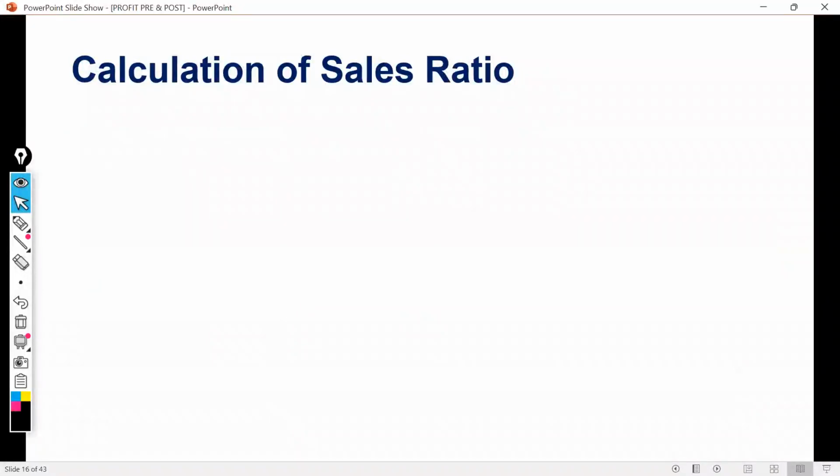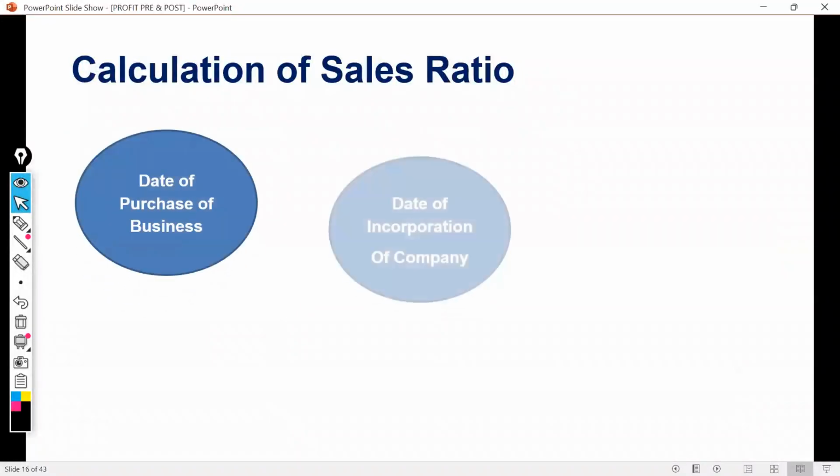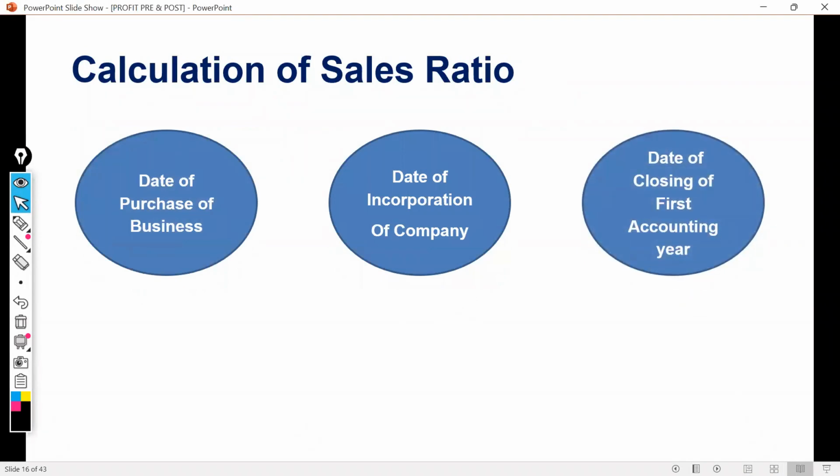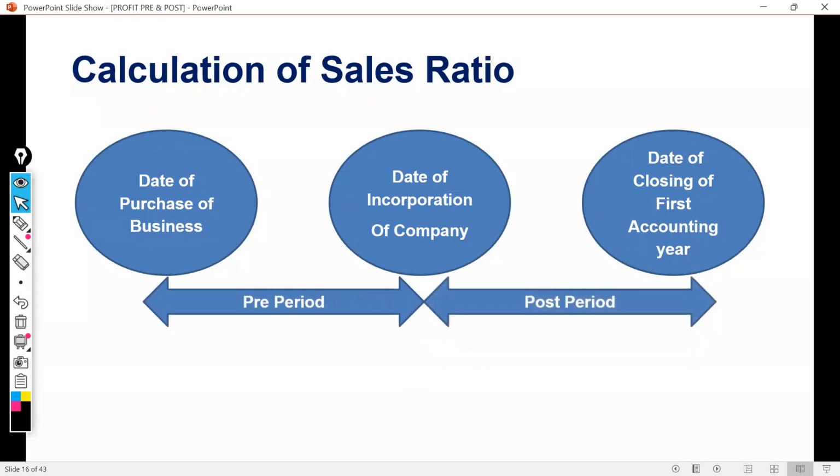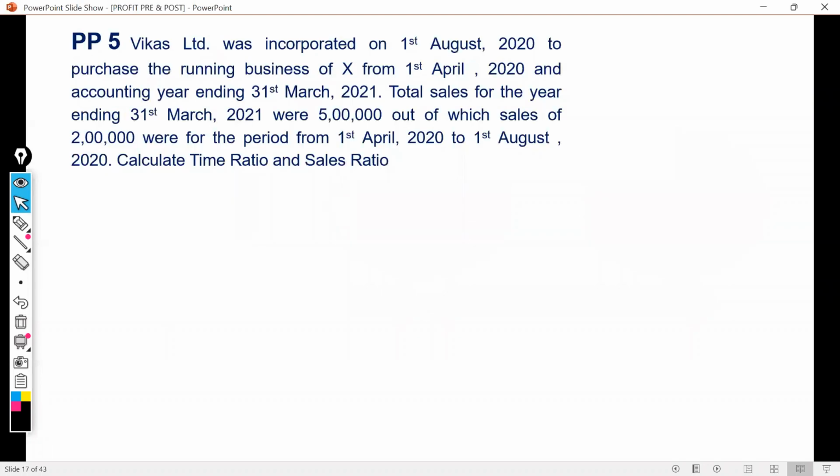Now, calculation of sales ratio. Calculation of sales ratio is also on the basis of date of incorporation, pre-period sales and post-period sales. And now we consider some simple and advanced problems related to sales ratio.